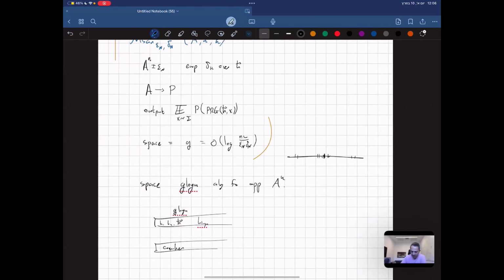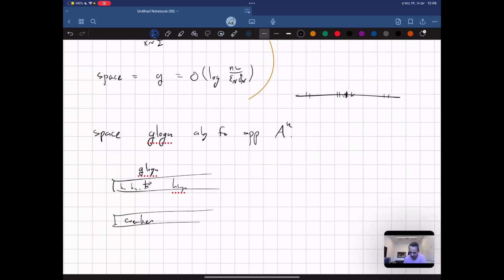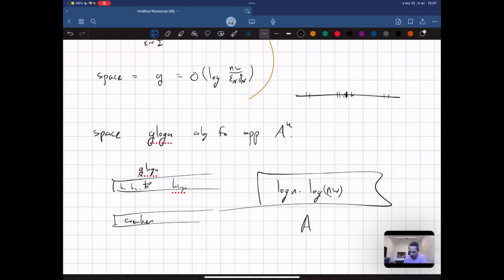So that gives you a deterministic algorithm that runs in this space for approximating A to the n, where I'm ignoring the error. So, for constant error. For non-constant error, you get it somewhere here, I think. But for constant error.